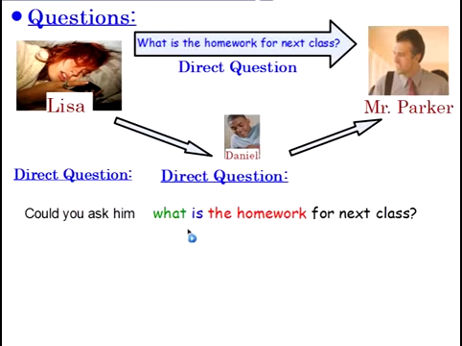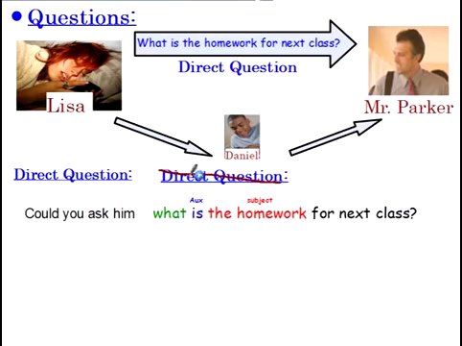But wait a second, this is not correct, okay? It looks correct, but it's not correct. And this is why, okay? If you look at this question, we have, what is the homework for next class? So a direct question always uses my auxiliary and then the subject, just like this. So what is the homework for next class? That's a direct question. But wait, before that, I also have a direct question. I have, could you ask him? That's a direct question. And another direct question, you know what? In English, we can't do this.